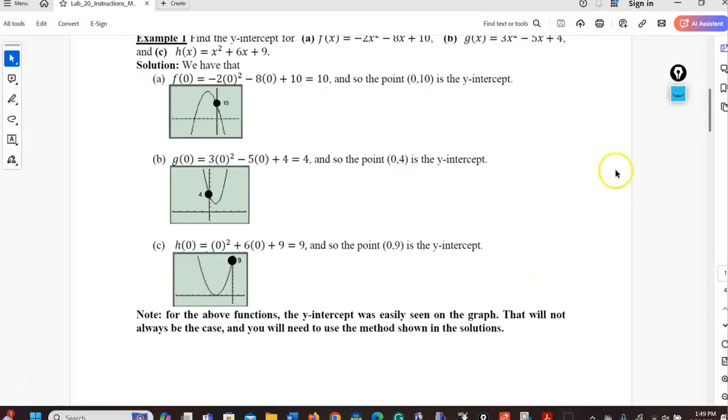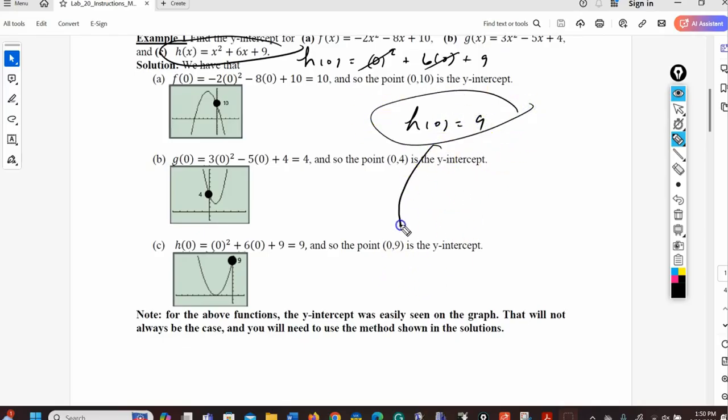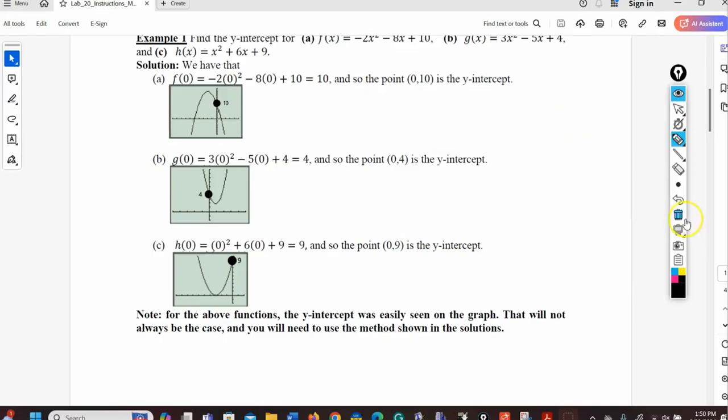And what about this one? Well, we have our formula. And so h evaluated at 0. So those will go away. h of 0 is equal to 9. And so that's the same thing as saying that point's on the graph, and that's the point that's on the y-axis.